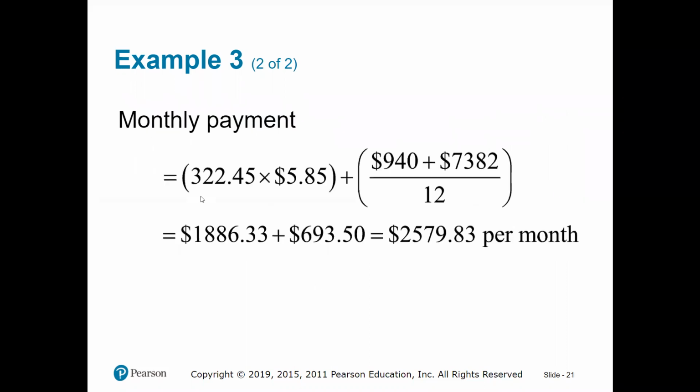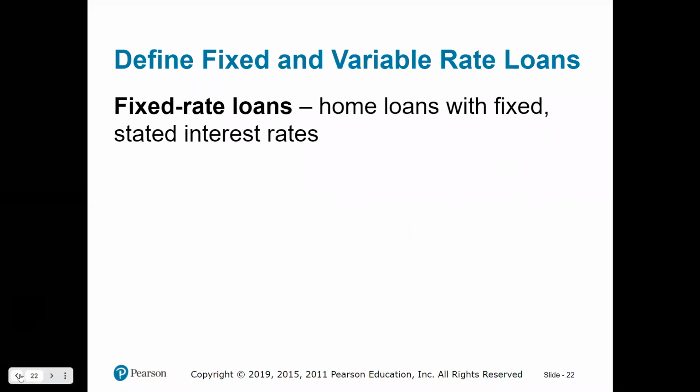So the monthly payment is going to be the $322,450 times the 585 plus $940 plus $7,382 divided by 12. So that's going to give them a per month payment of $2,579.83.